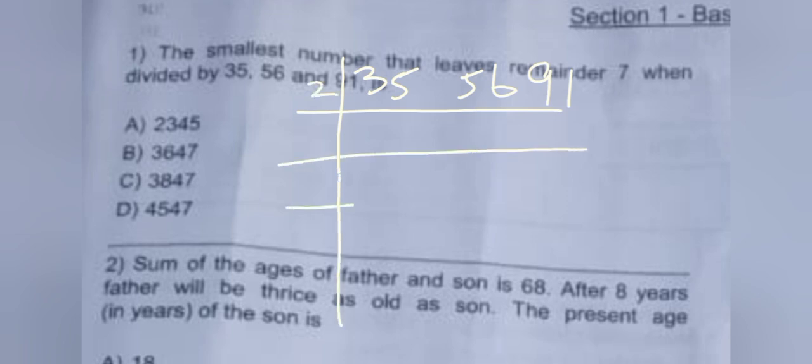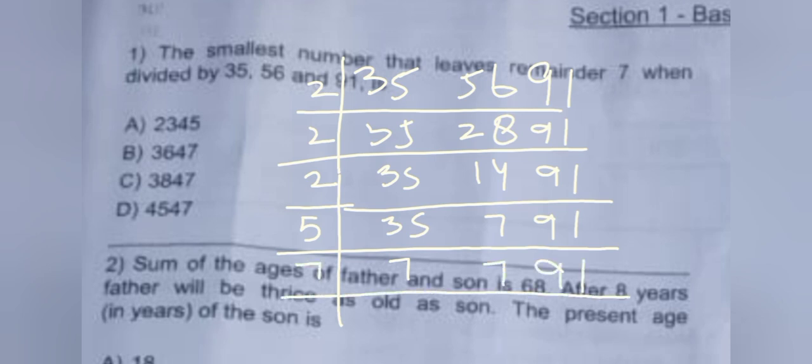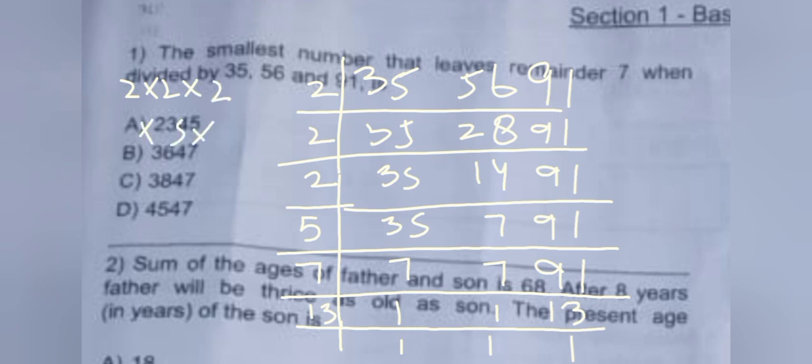So 2 28s are 56, and 35 and 91 will remain same. Now 2 14s are 28, and 35 and 91 will remain same. Now 2 7s are 14, and 35 and 91 will remain same. Now with 5, 7 5s are 35, 7 and 91 will remain same. Now with 7, 7 1s are 7, 7 1s are 7, 7 13s are 91, and lastly by 13, 13 1s are 13. So the product is 2 into 2 into 2 into 5 into 7 into 13.